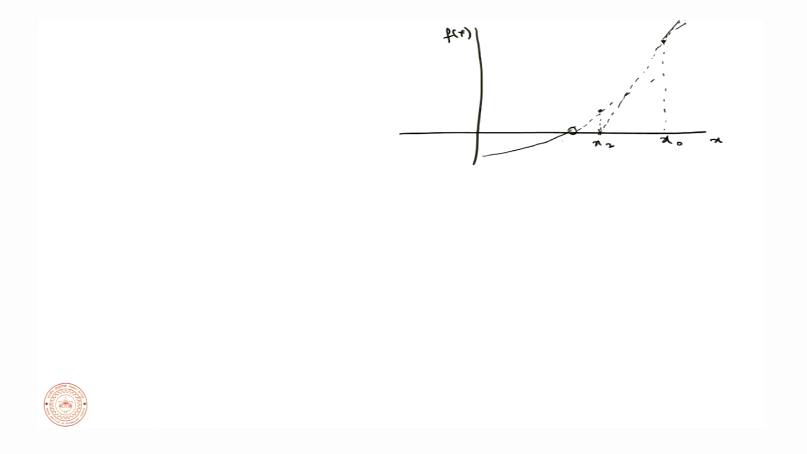Again, let's redraw our plot. So, we will fit another tangent. This intercept is x of 3, and we will gradually bring our system to convergence. This is x of 4 and so on.